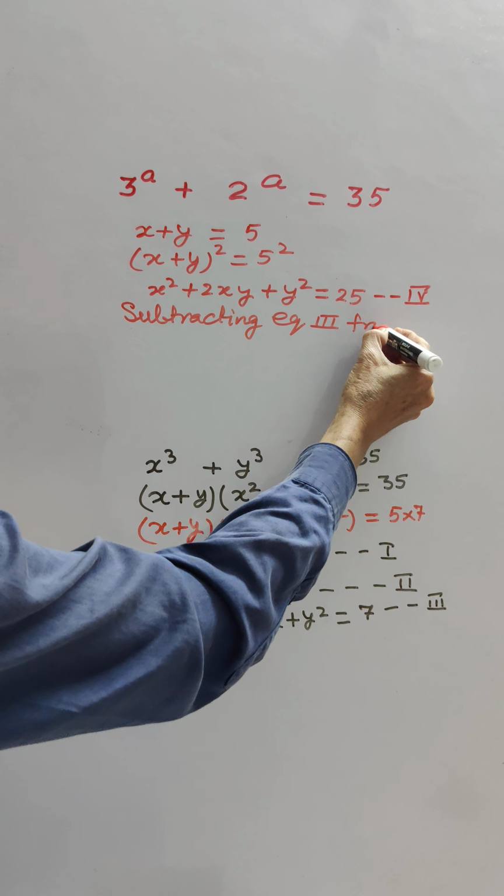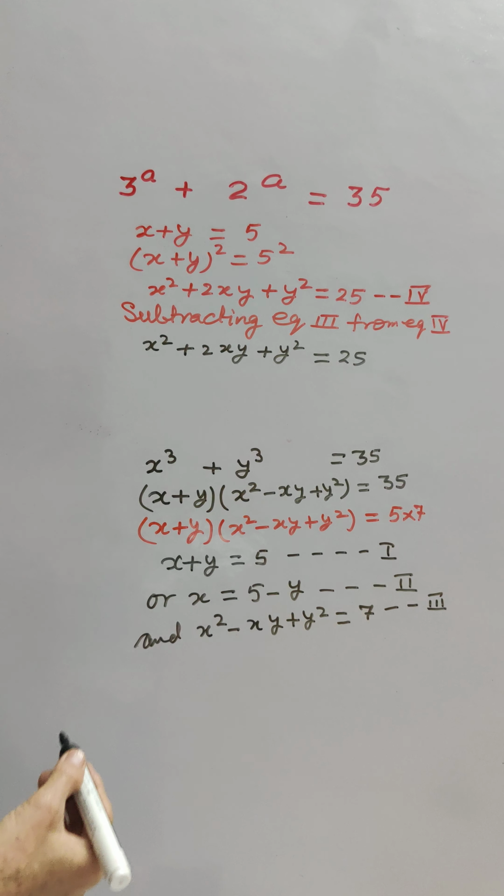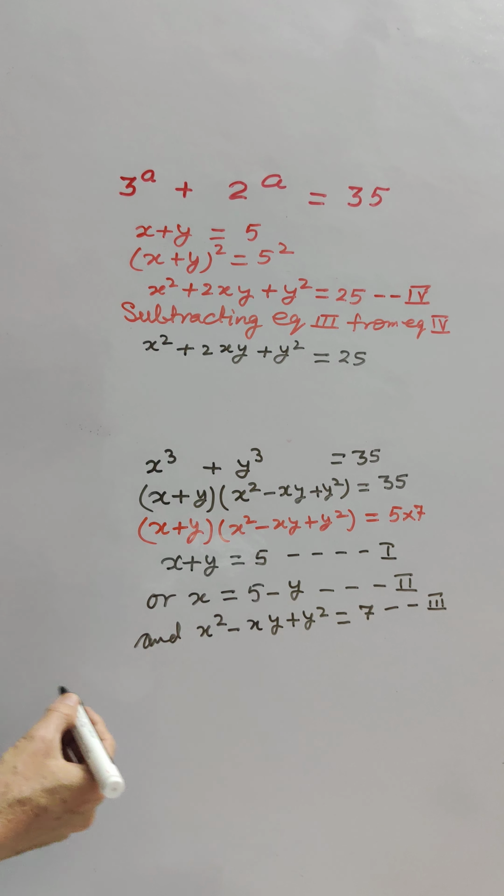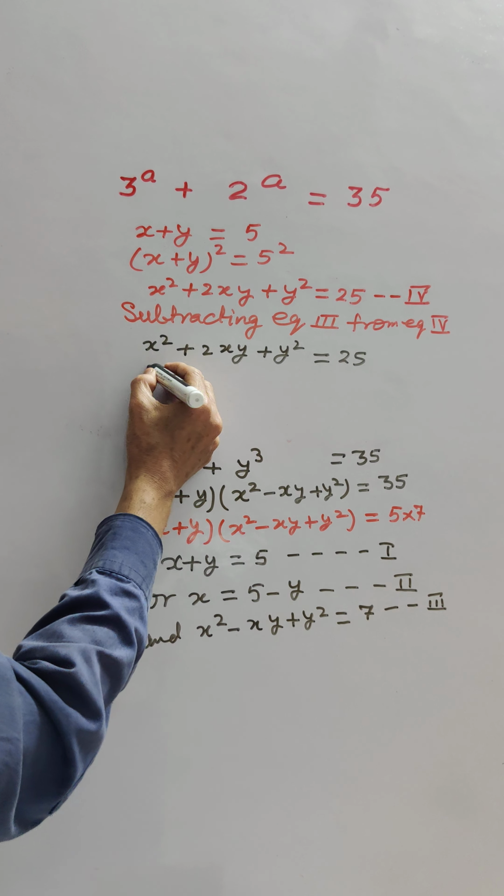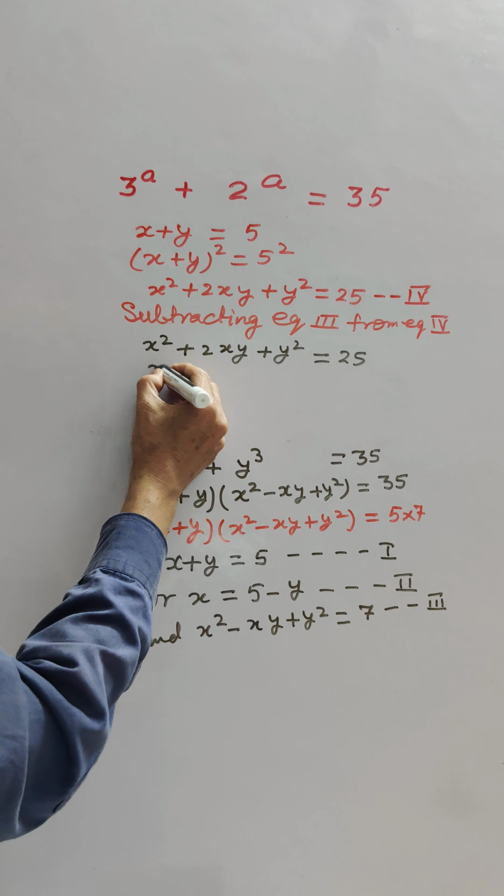That will be x square plus 2xy plus y square is equal to 25. This is equation number 4. And now equation number 3 is here, that is x square minus xy plus y square, which is equal to 7. Subtracting.